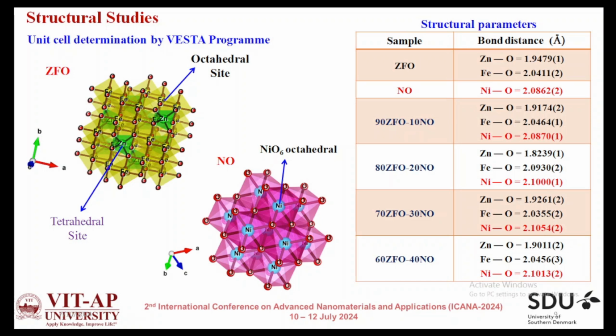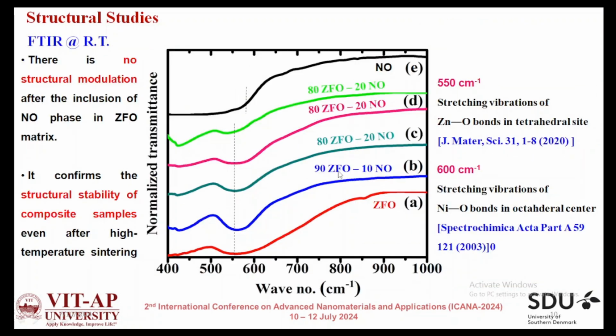And this is the IR spectra of ZFO, NiO and the composite sample. This broad transmission peak corresponds to the stretching vibration of Zn-O bonds in the tetrahedral site of the ZFO sample, and this transmission peak corresponds to the Ni-O bond stretching vibration in the NiO sample. If you look at the IR spectra of the composite sample, it contains the bonding vibrations related to the Zn-O bonds in the ZFO phase.